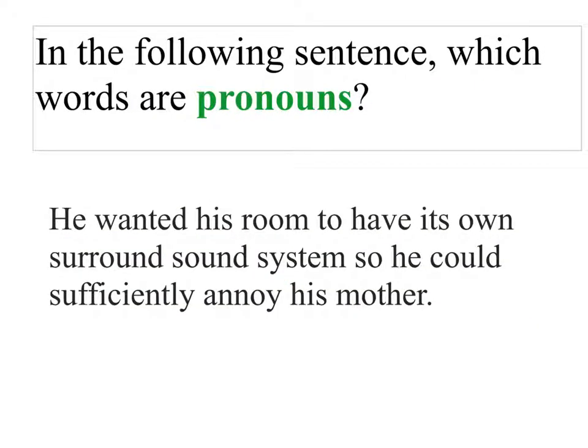So let's do some examples here. In the following sentence, which words are pronouns? "He wanted his room to have its own surround sound system so he could sufficiently annoy his mother." Take a minute, see if you can find the pronouns.